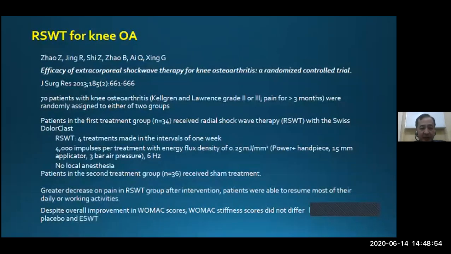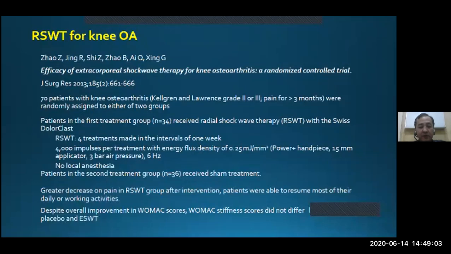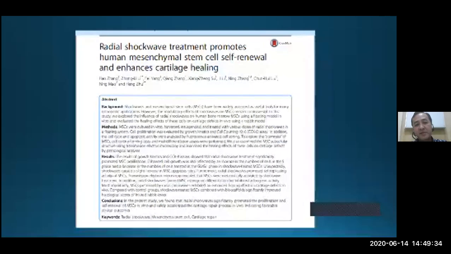The study used radial shockwave. Some of my friends said, okay, it is better to use focused shockwave rather than radial shockwave, because focused shockwave has more penetration and more regenerative effect than radial shockwave. But as I mentioned earlier, there are a lot of studies showing radial shockwave also has a regenerative effect. And second, there is no head to head comparison between radial and focused shockwave. This is radial shockwave treatment to promote human mesenchymal stem cells and enhance cartilage healing.